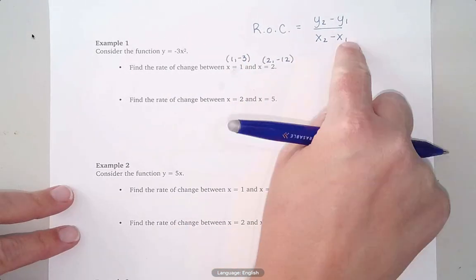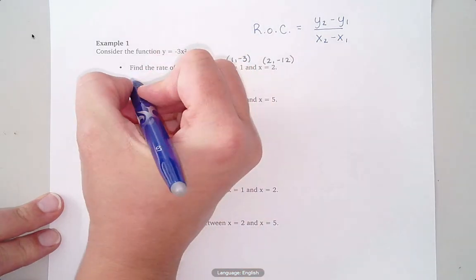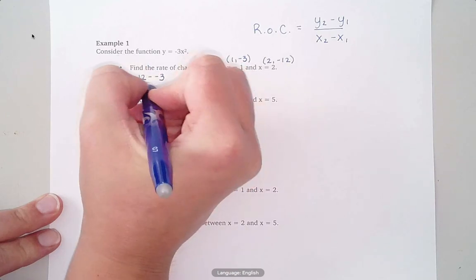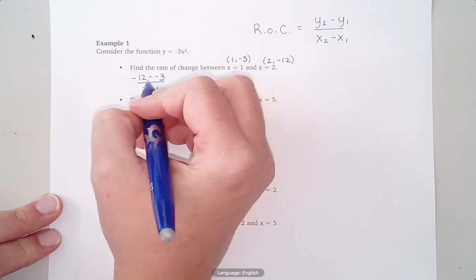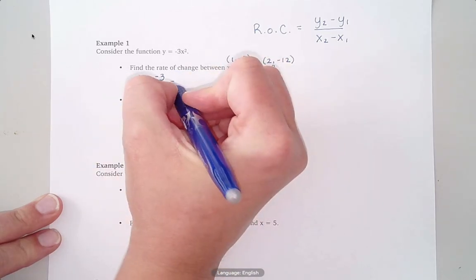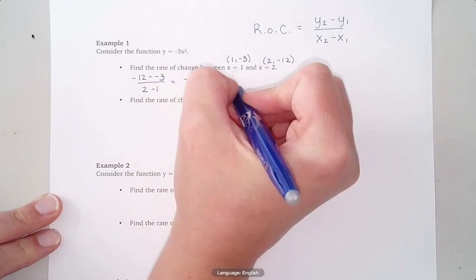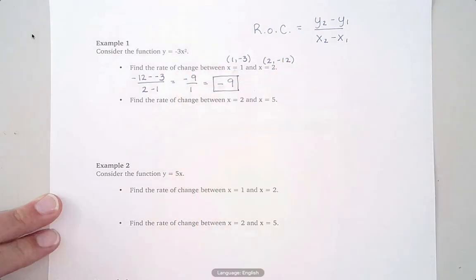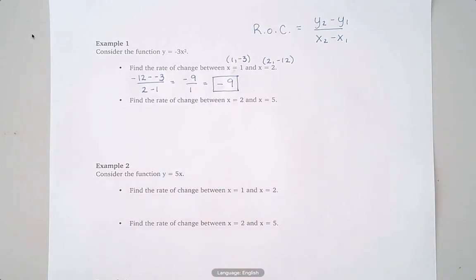And then I'm going to apply the rate of change formula. So I'm going to do y2 minus y1, so negative 12 minus negative 3 over 2 minus 1. So this really becomes a plus, so I end up with negative 9 over 1, which is just negative 9. So between those 2 points, if I were to look at this graph between x equals 1 and x equals 2, that means the y values are dropping by 9 for every step along the x-axis you take.